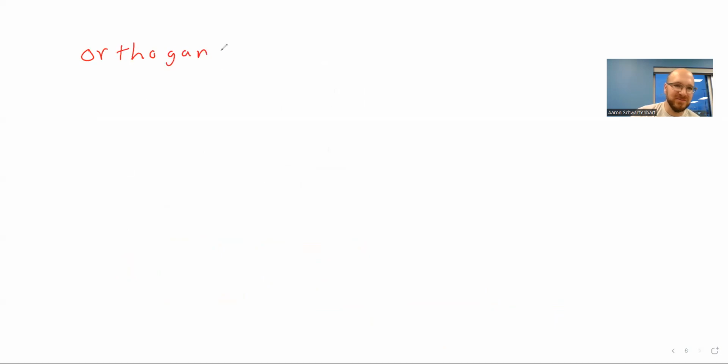Orthogonal vectors. I misspelled it. This word orthogonal. Orthogonal means they meet at a 90-degree angle.